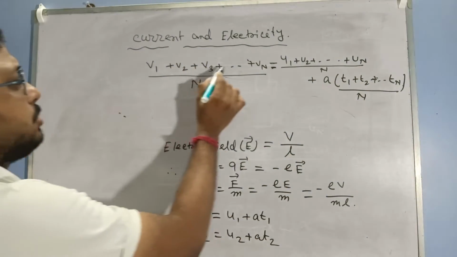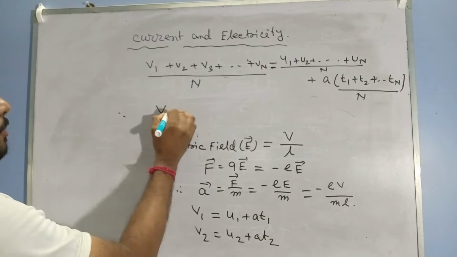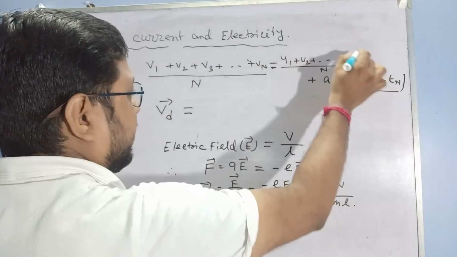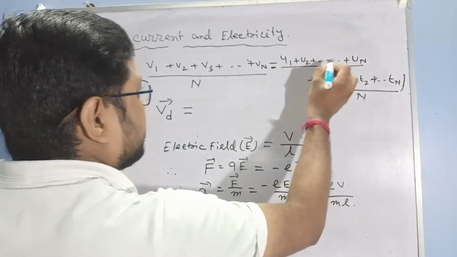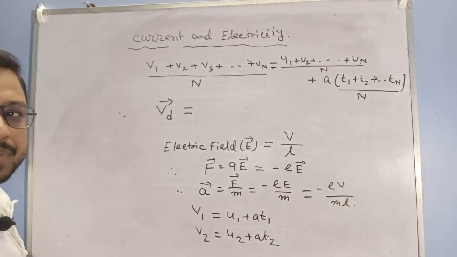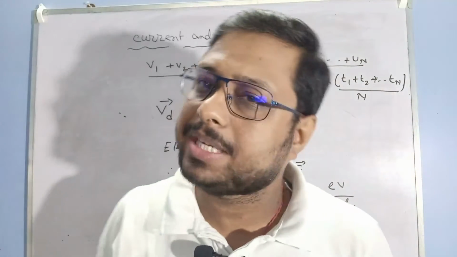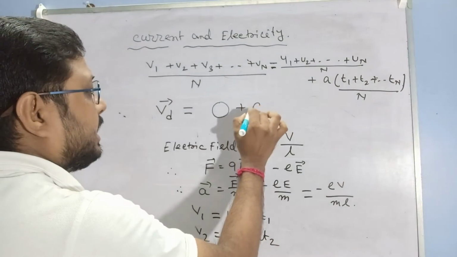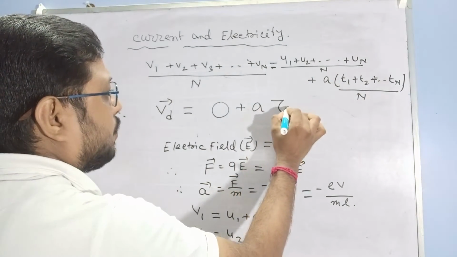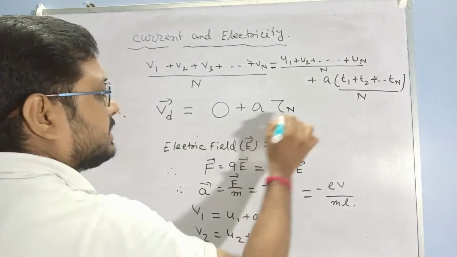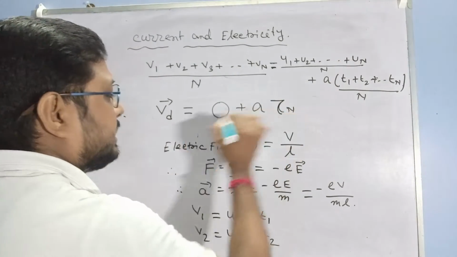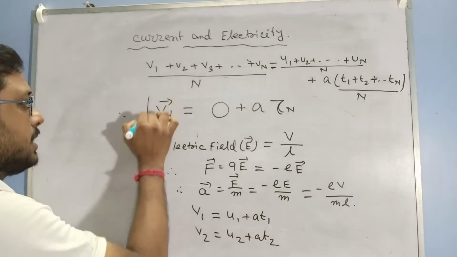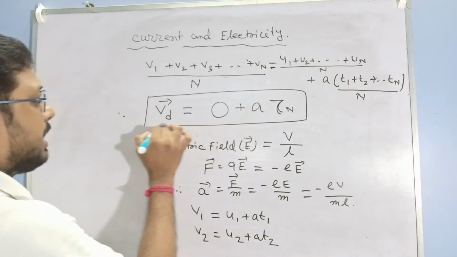Therefore, V1 plus V2 plus Vn divided by n is Vd, the drift velocity, equal to, as we proved earlier, U1 plus U2 plus Un by n, the velocity when no electric field is applied, equal to 0, average velocity equal to 0. So in this case this is 0 and A, this is tau n, the average relaxation time. Therefore, Vd is equal to A tau n.